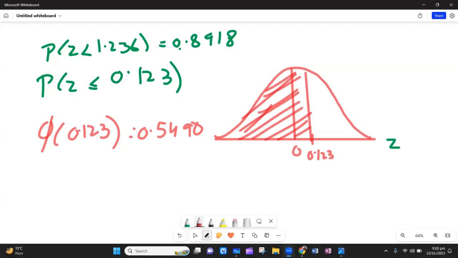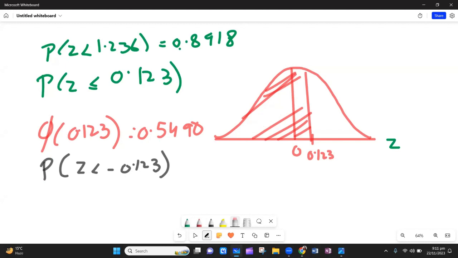Okay. Next is probability Z is less than negative 0.123. Okay, so negative 0.123 is going to be towards the left. Somewhere over here, negative 0.123. And we have to find this probability.